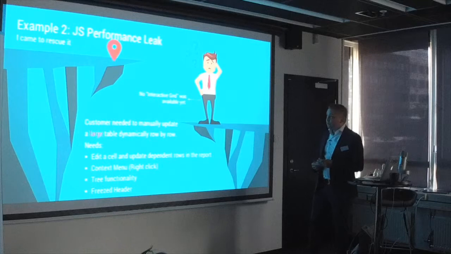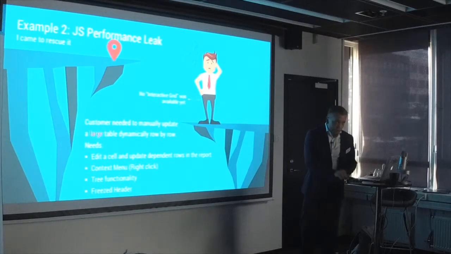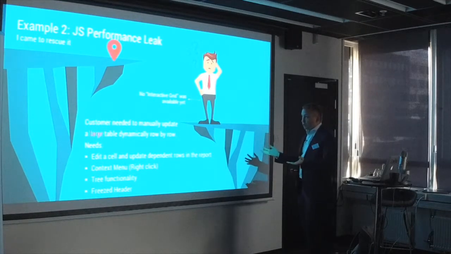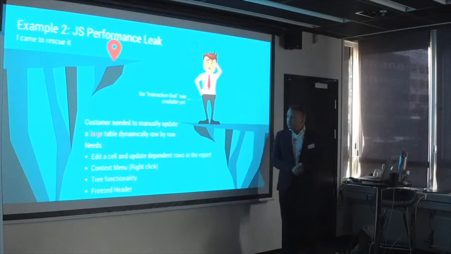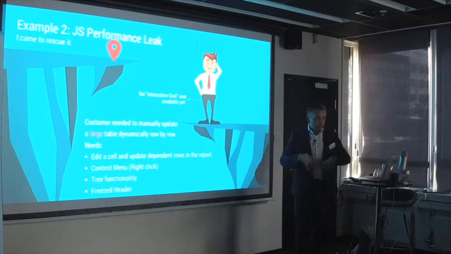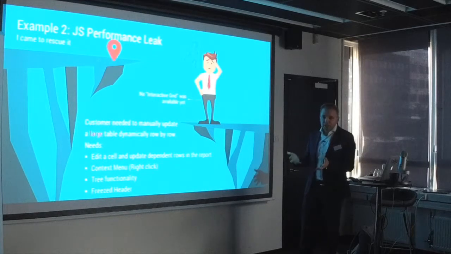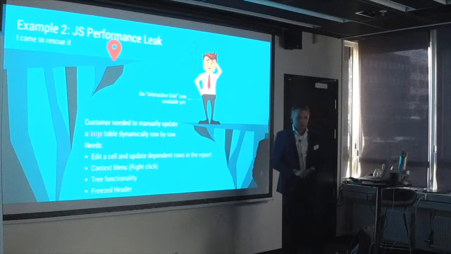Second example, it's called JavaScript Performance Leak. In that case, the application was ready to give out, but it didn't work. And I came to the rescue. And at the time when I had to help the customer, I was first asked to check the application and to propose what could be done better. And at the time when I did that, no interactive grid was available.